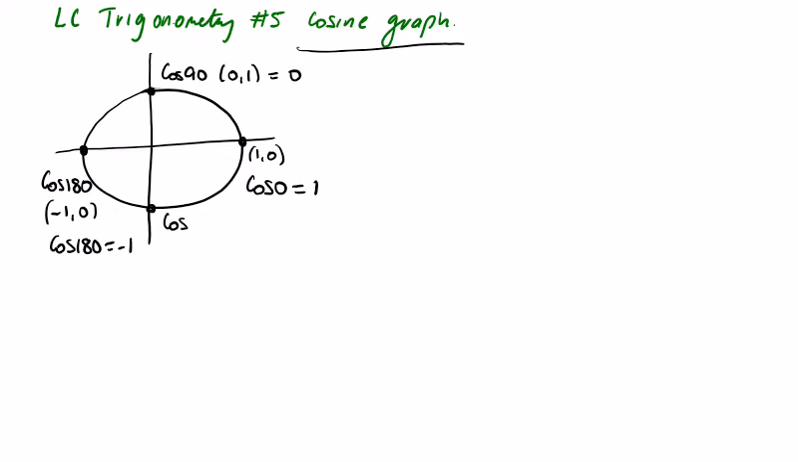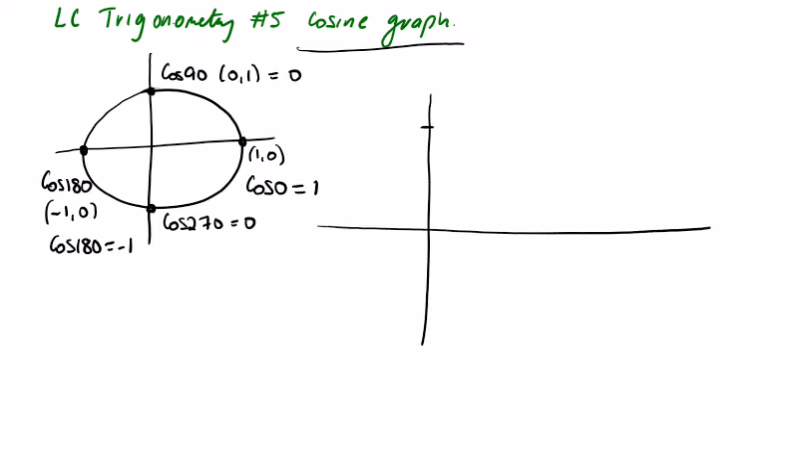270 you can see is going to be equal to 0. And we have 4 values. So we look at the values in between, the 90, the 180, the 270, and the 0. But let's just sketch this to begin with.